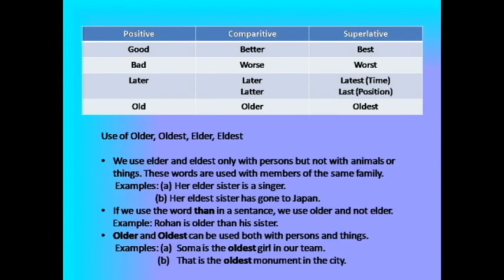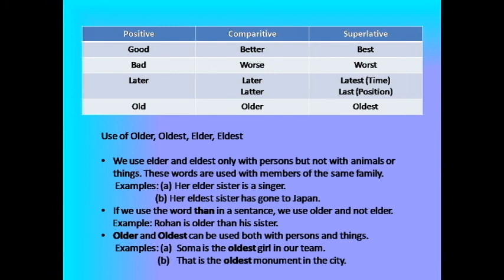Some other examples of such adjectives are good changes to better in the comparative case, and it changes to best in the superlative case. The next one is bad changes to worse in the comparative case, and it changes to worst in the superlative case. Another example is late changes to later or latter in the comparative case, and in the superlative case it changes into latest. Latest means it shows the time, whereas last, as you all know, shows us the position.